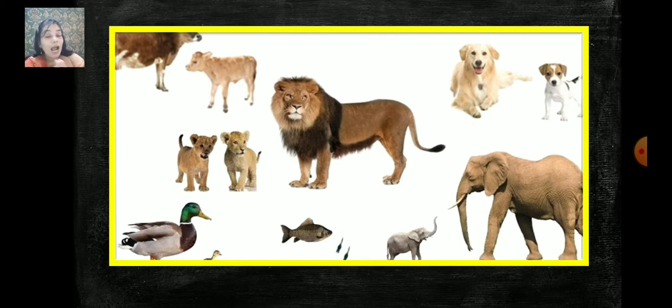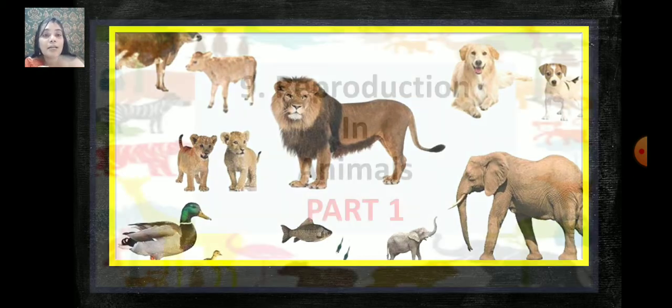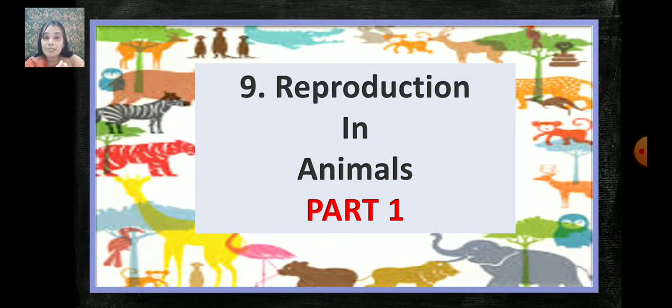So children, our today's topic is reproduction in animals. Our today's topic is chapter 9, reproduction in animals. Now let us zoom in and understand what is reproduction in animals.